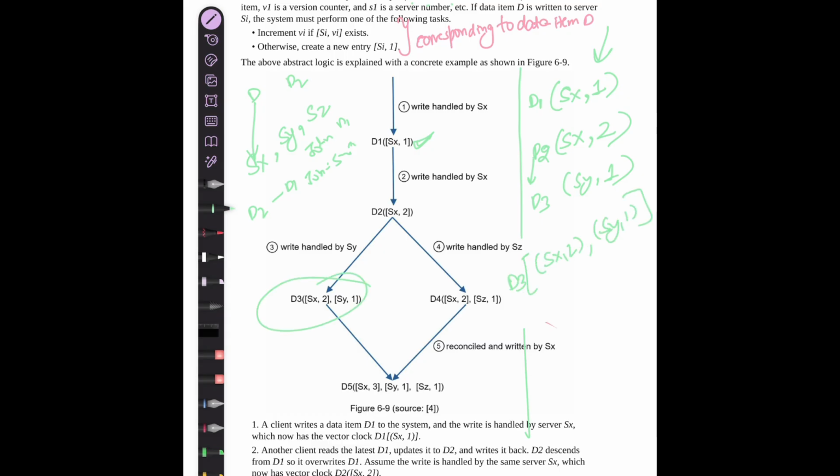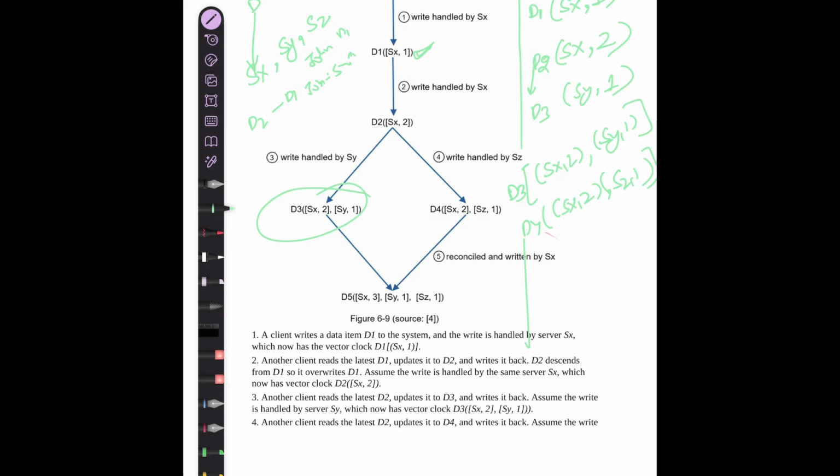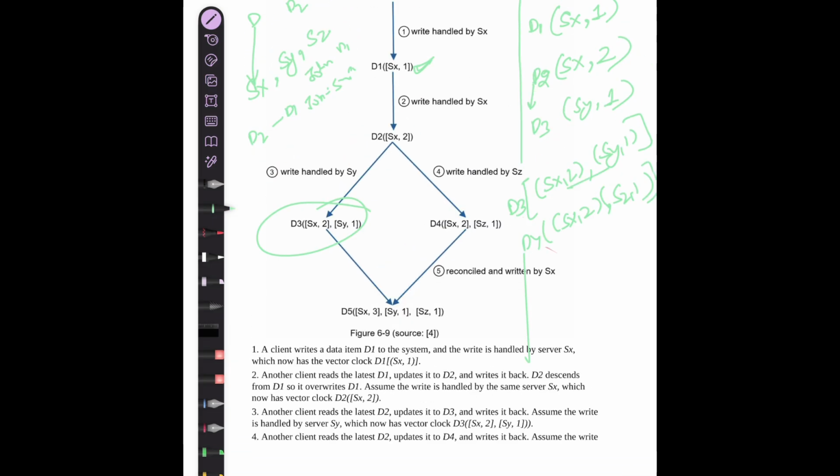Simultaneously another client came and wrote the data to the Z node instead. So the state of the system for him becomes SX, 2, SZ, 1, because he would not see SY, 1. Why would he not see SY, 1? Because it happened simultaneously. And now another client comes, he reads the data D3 and D4, and then he realizes, okay, there is a conflict. Why is there a conflict?